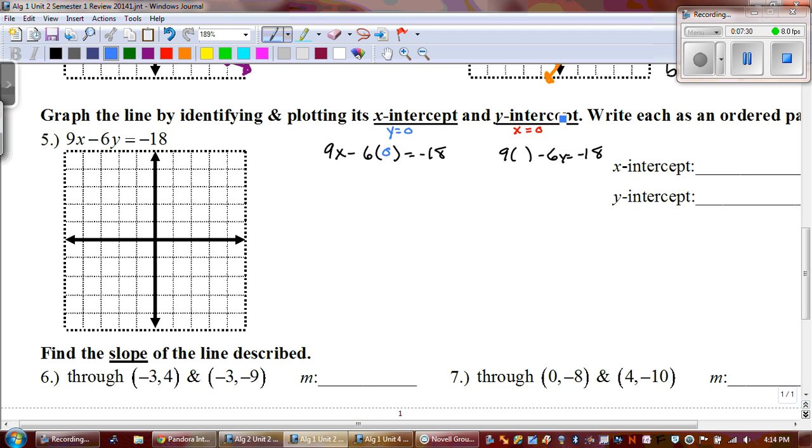Okay, so when we plug in 0 for y, that cancels, and we're left with 9x equals -18. To get the x by itself, we have to divide both sides by 9, and we get x equals -2. Okay? And remember that that's the point (-2, 0).